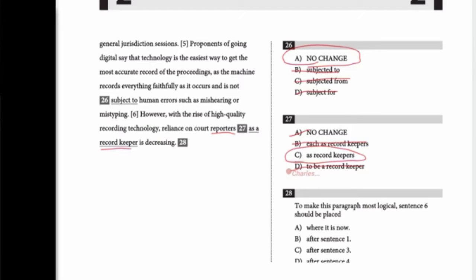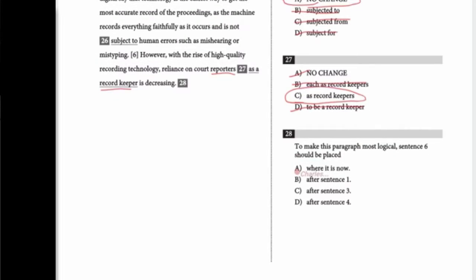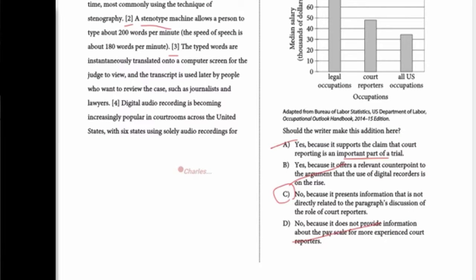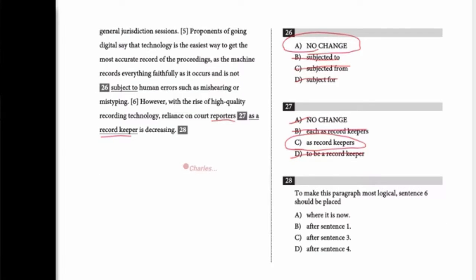So 27 is C. Now 28 is our ordering sentence. To make this paragraph most logical, sentence 6 should be placed where? So it's this last sentence, where it is now, after sentence 1, 3, or 4. So I don't think it's now. Let's look after sentence 1. Court reporters record the spoken word most commonly using the technique of stenography. And then it talks about a stenotype machine. It's kind of an abrupt, weird transition from 1 to 2. So I have a hunch it might go there.